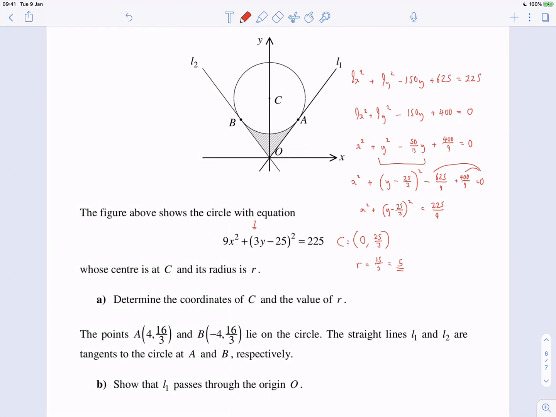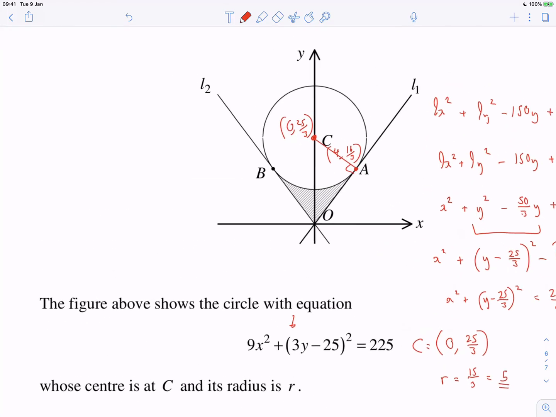The points A and B lie on the circle, and the straight lines L1 and L2 are tangents. Show that L1 passes through the origin. Right, okay, so I know this point here is 0, 25 over 3. I know this point A here is 4, 16 over 3. And I know the radius that goes from C to A is perpendicular because it's a tangent. So what is the gradient of that?